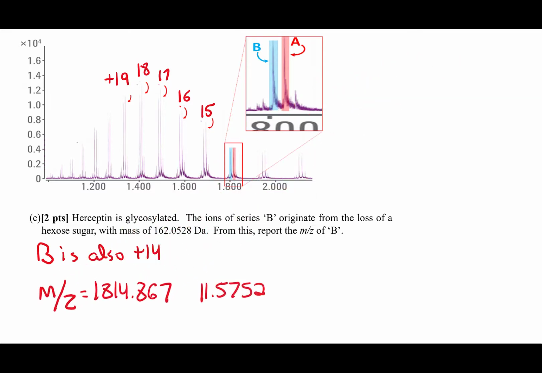And again, depending on which masses you've used exactly, you might get a slightly different number. You could do this a different way. You could go to the original mass, subtract the 162, then divide by 14. It would work out to be the same thing.